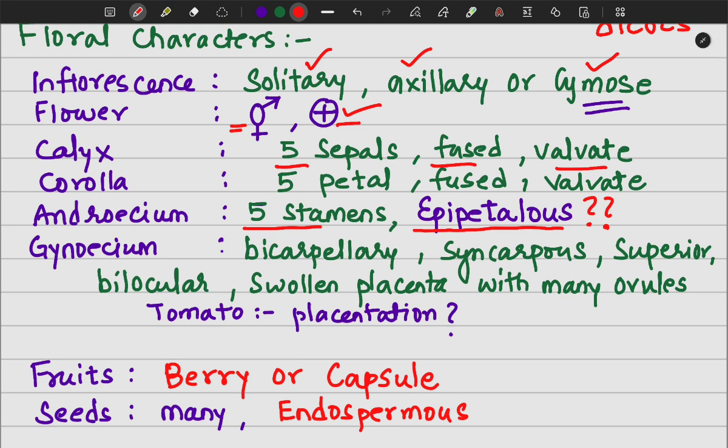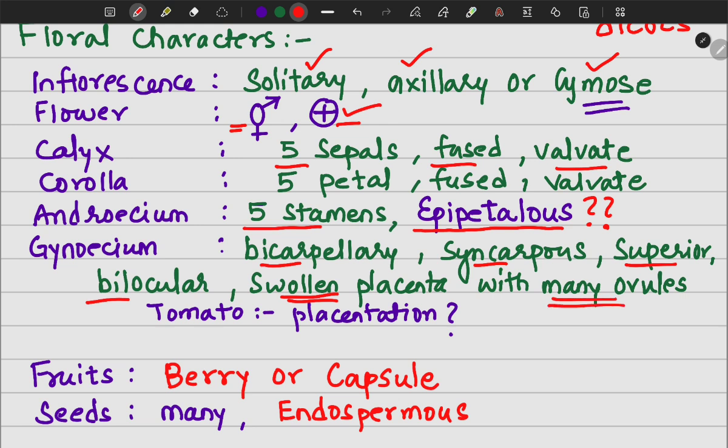If we talk about the gynoecium, it is bicarpellary, which means 2 carpels will be present. Syncarpous means the 2 carpels will be fused. The ovary is superior. Bilocular means it will have 2 compartments. The placenta is swollen with many ovules.